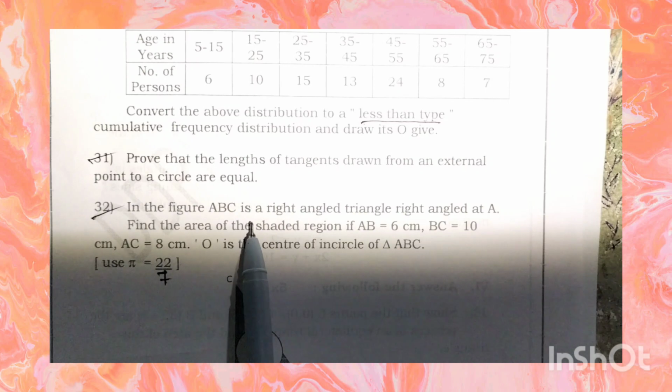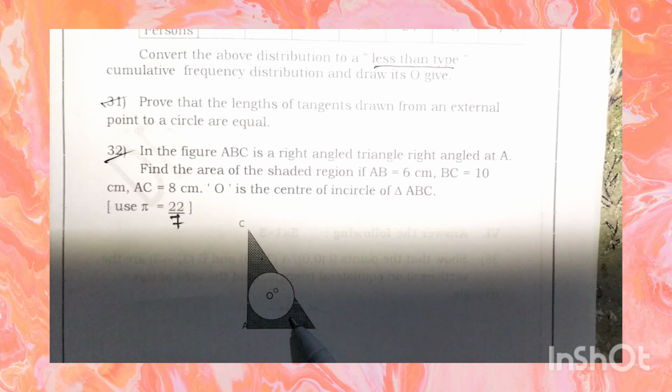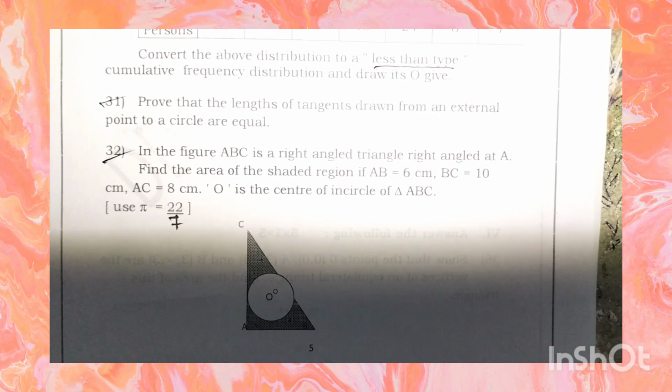In the figure, ABC is a right angle triangle at A. Find the area of the shaded region if AB, this is the shaded region. ನೋಡಿ ಇದು ಶೇಡೆಡ್ ರೀಜನ್. ಈ ಶೇಡೆಡ್ ರೀಜನ್ದು ಏರಿಯಾ ಫೈಂಡ್ ಔಟ್ ಮಾಡಬೇಕು ಅಂದರೆ from the area of the triangle you have to subtract the area of the circle.